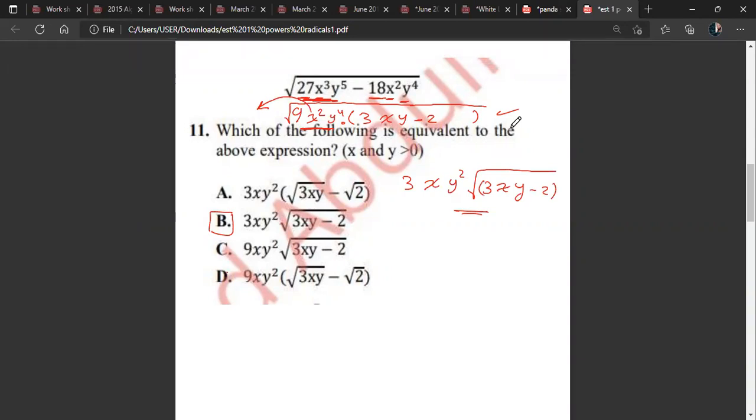I'm sorry, I'm having a really bad internet connection. So here we make 9x squared y 4. Do we divide it by 3, or what did we do in this equation to make this one?